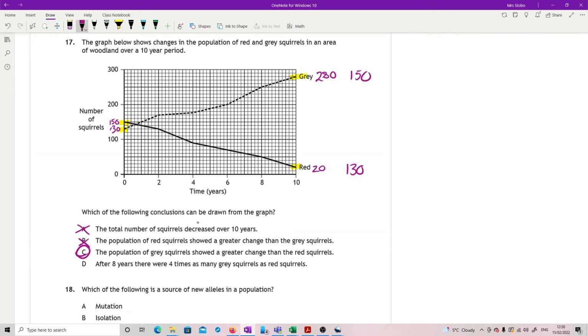And finally, just to check, after 8 years, there were 4 times as many grey squirrels as red. So at 8 years, grey squirrels were at 250 and red squirrels were at 50. So there was 5 times as much, not 4. Okay.